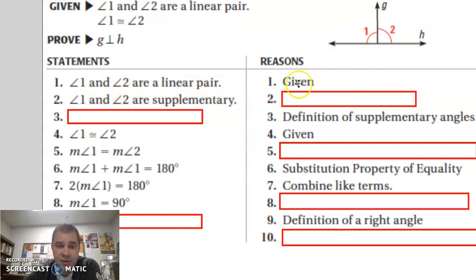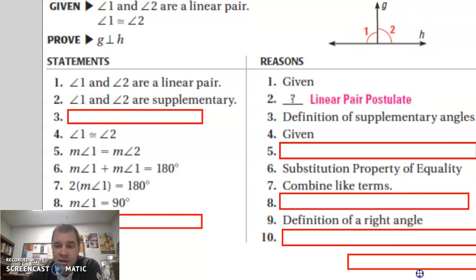The first thing is that we've got a linear pair that's given to us. We know that 1 and 2 are supplementary. Why do they have to be supplementary? Why do they have to add up to 180 degrees? Well, that's because that's what a linear pair is. We call that the linear pair postulate. So you might see that from time to time from this point on.